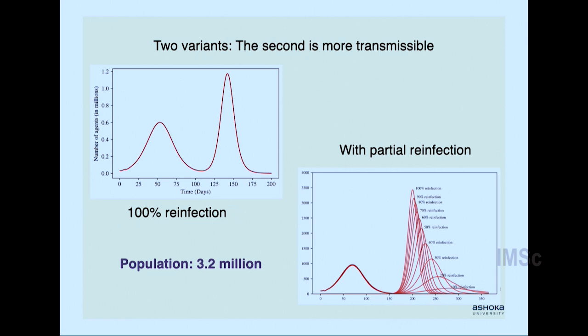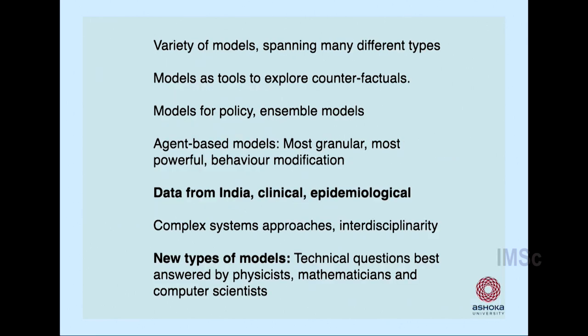And you can do much more complex things than this. It's just an example for you. So what I've been emphasizing is that there are a variety of models with many different types. Models are tools to explore counterfactuals. Real life went along in one particular way, but you can say, had we done this or had we done that, what might the alternatives have been? And that's a good way of thinking about future epidemics or future pandemics of disease, because now you will understand how to explore different alternatives at different stages.